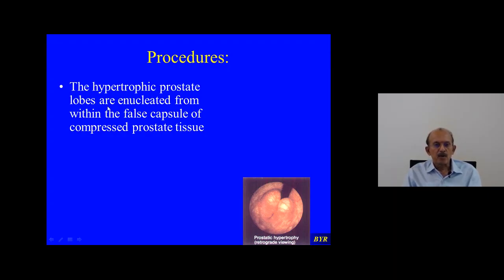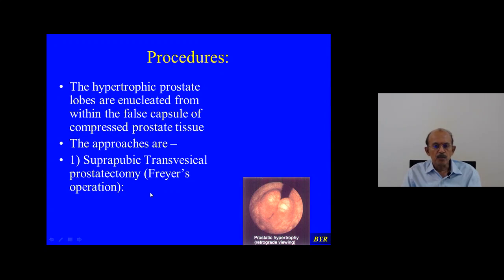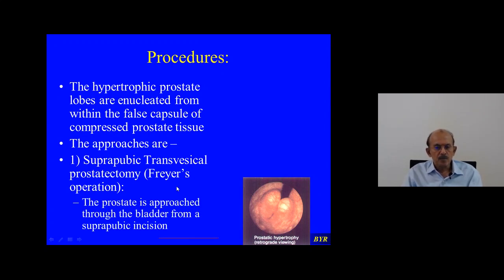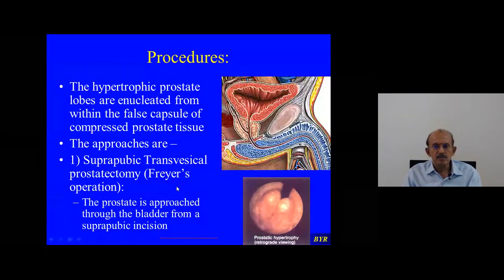The hypertrophic prostate lobes are enucleated from within the false capsule of the compressive prostatic tissue. The approaches are suprapubic transvesical prostatectomy, called the Freyer's operation. The prostate is approached through the bladder from a suprapubic incision. So you make an incision in the skin, linea alba, then the bladder anterior wall.